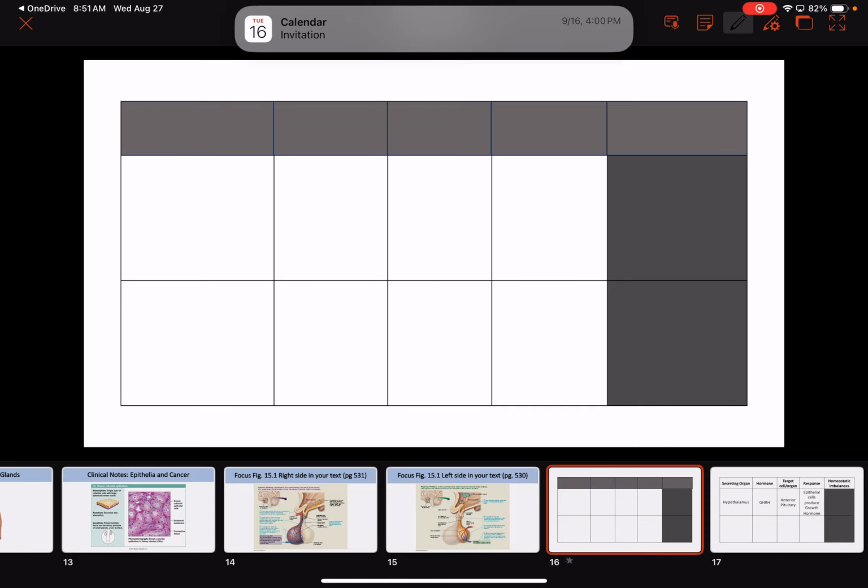All right, so the next part of our lecture notes are a series of tables of hormones and then also pathways. So one thing I do want to mention, let's see if I have it with me.